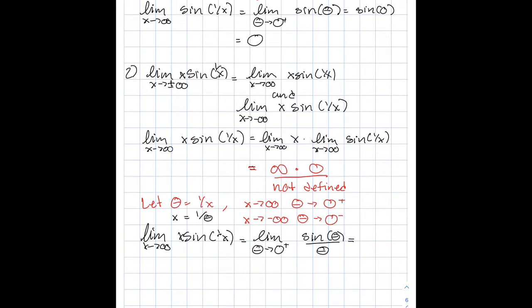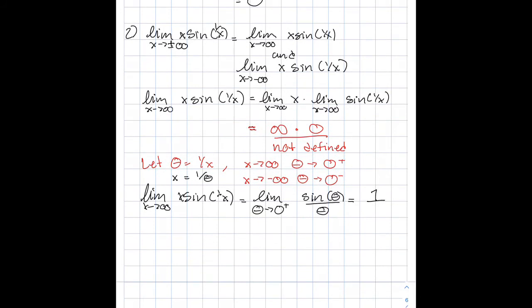Awesome. So what I've been drilling in your minds is that the limit as theta goes to 0 of sine of theta over theta is 1. Beautiful. Let's do it as x approaches negative infinity of x sine of 1 over x. It's the same limit as before. Theta is now approaching 0 from the left-hand side. And we still know that that equals 1.